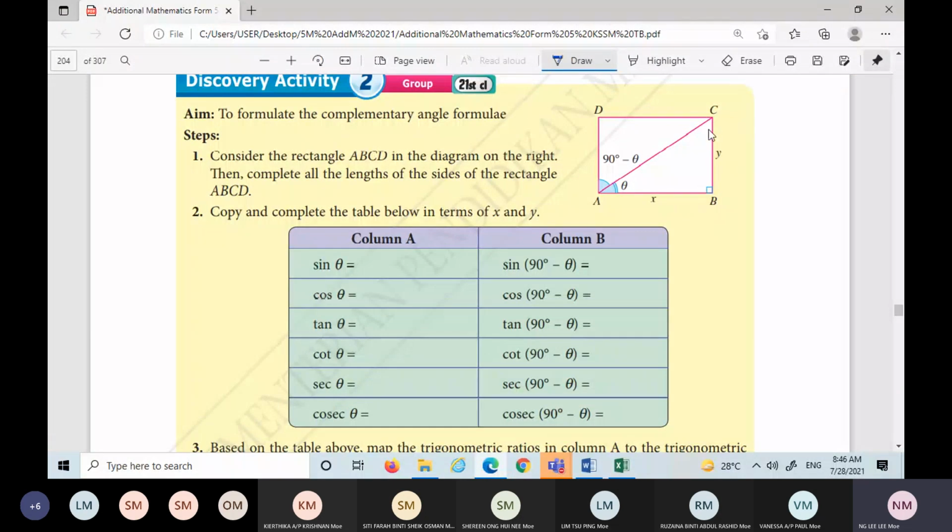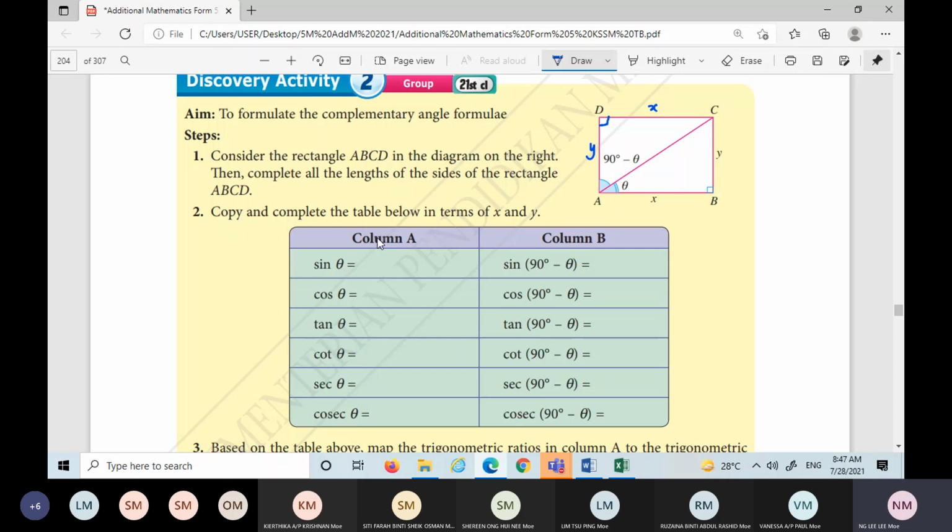You look at this rectangle. When it is cut in half along the diagonal, you will see two right angle triangles. Here this is one and this is the other. If this angle is theta, this angle will be 90 minus theta, which is complementary to this angle. If I label this length as x, this one will also be x. If I label this length as y, this one will also be y. Now I want you to write in terms of x and y.